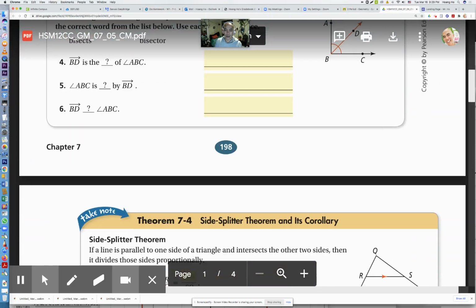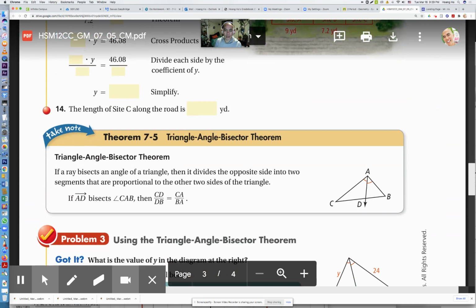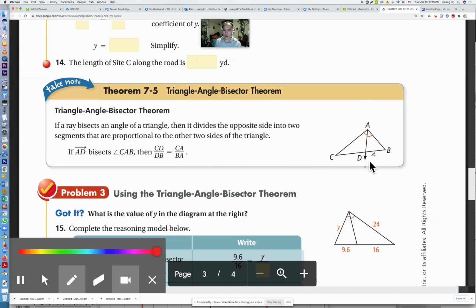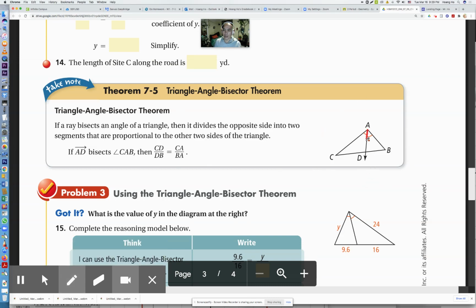I can pull up that theorem right here. The triangle angle bisector theorem: if you have a triangle and the angle bisector from A intersects the opposite side at D, then you have a proportion. CD divided by DB should be equal to CA divided by BA.